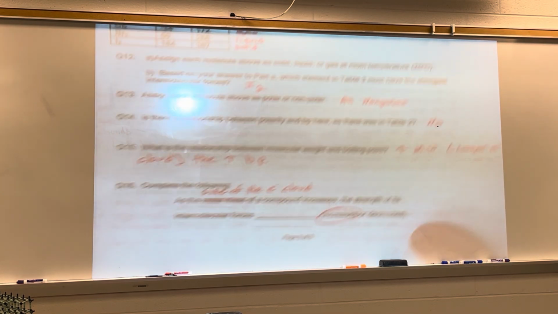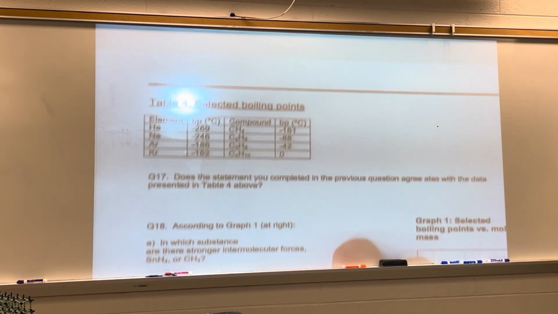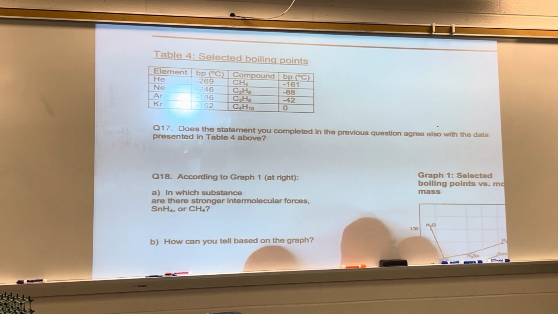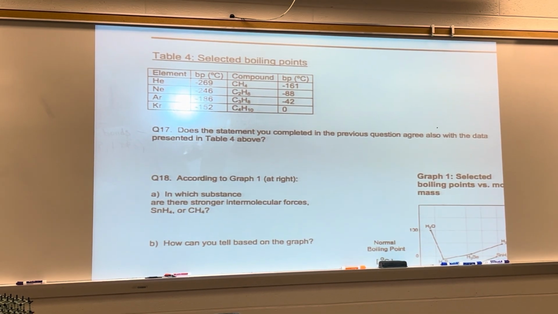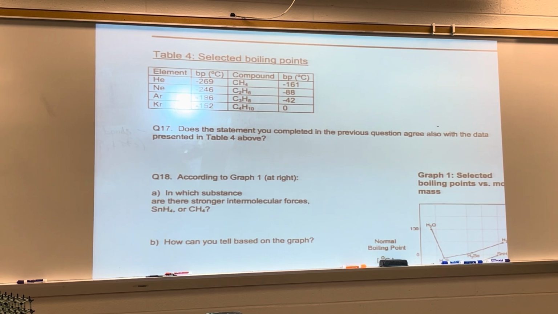All right. Page 4. There's page 3. What happened to my page 4? I cannot keep track of anything right now. Here's page 4. All right. So again, does the statement we just said previously agree with this?